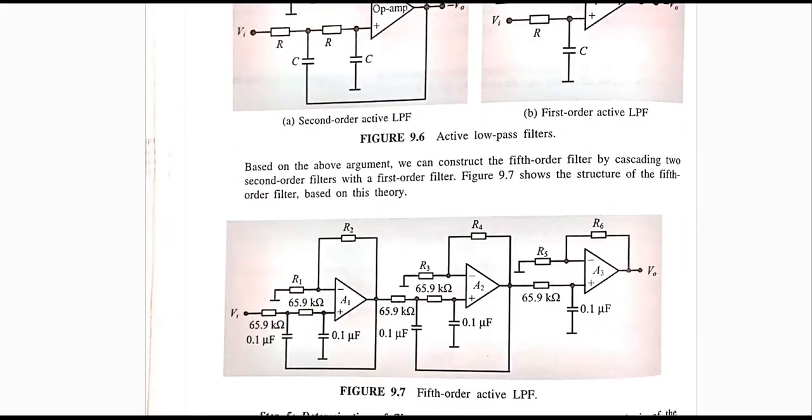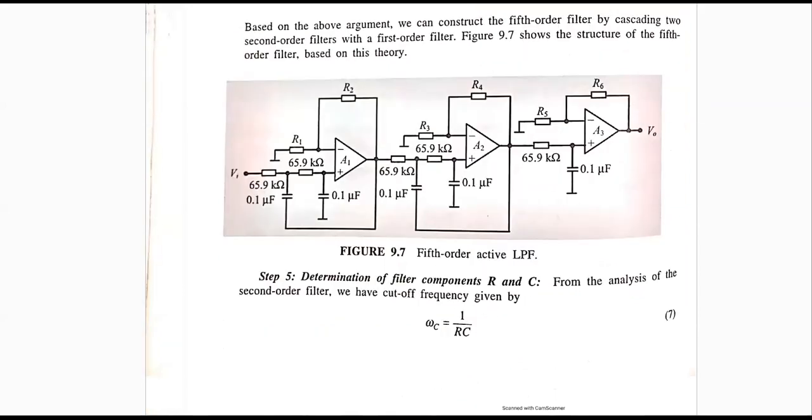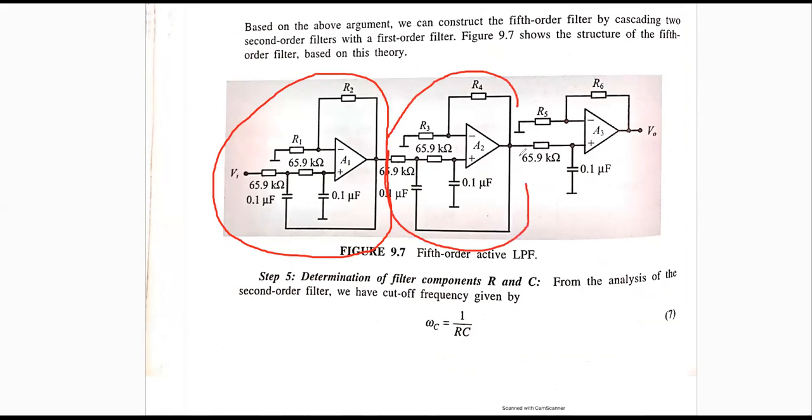Now, if we talk about the fifth order filter, by this time you understand this is the second order Chebyshev filter. This is a second order Chebyshev filter. We have already discussed this, and this is a first order Chebyshev filter. So altogether, a second order cascaded with a first order will make a fifth order filter. Fifth order, which kind of filter? This is a low pass filter.